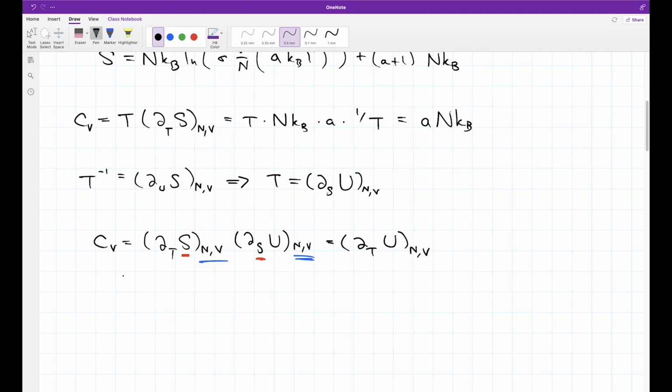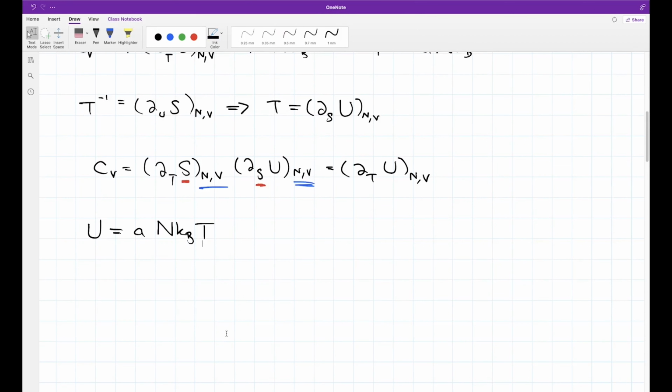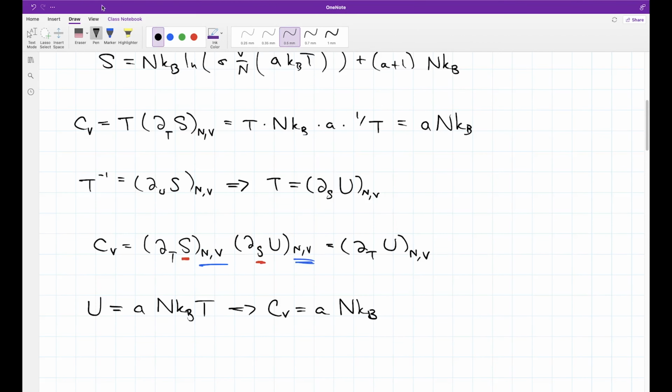So let's check. Remember that for the ideal gas, we have that u is equal to A times n kb t. We've covered this quite a lot of times. Well, then that implies pretty clearly that CV is equal to just A times n kb since we're taking a t derivative. Good. And as expected, these two answers match.